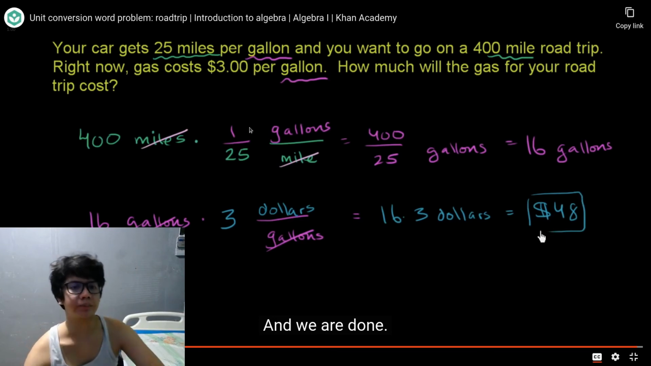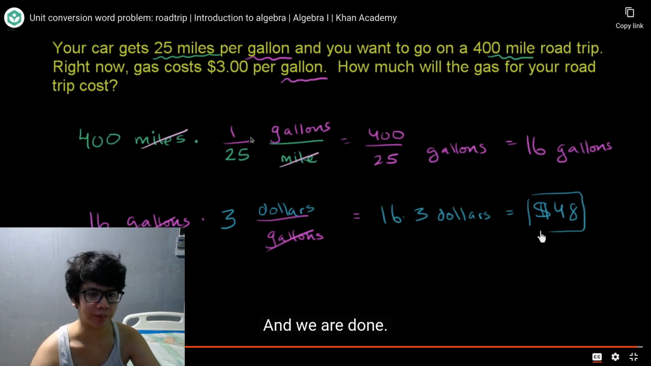Why did you write it by 1 over 25? I mean, I could write it like how this one stated, like 25 miles per gallon. But if you write it like that, then it would be 400 miles squared. That's insane.